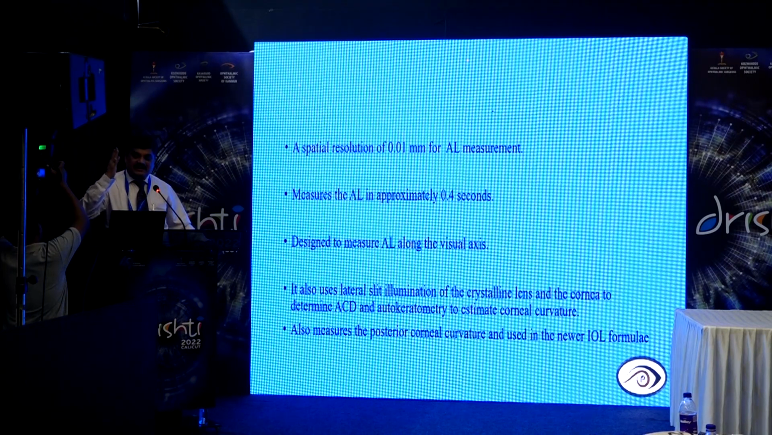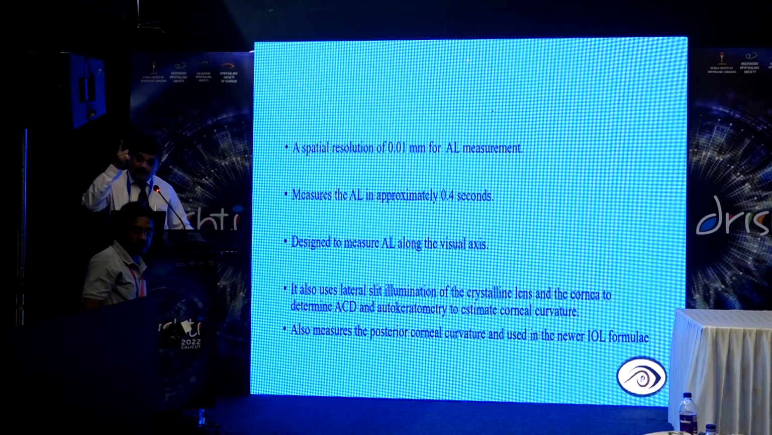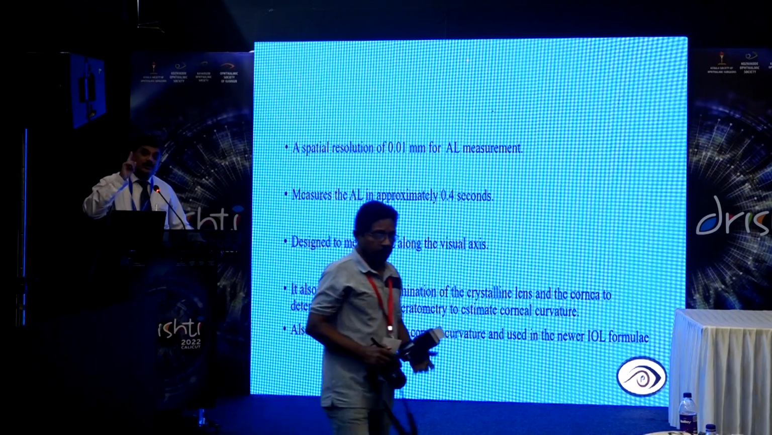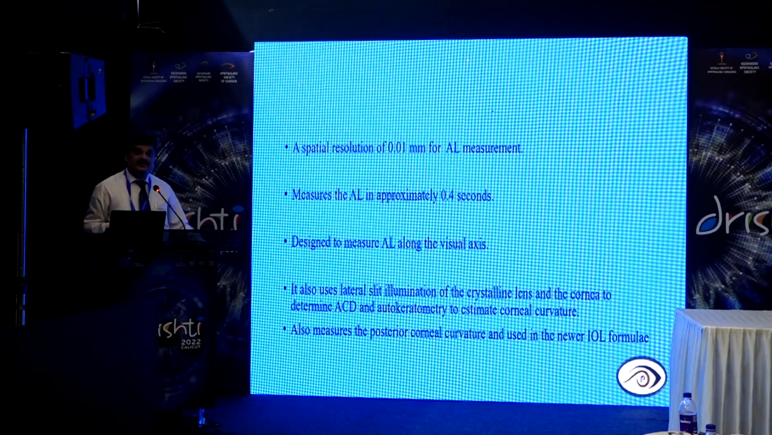It also uses lateral slit illumination of the crystalline lens and the cornea to determine the anterior chamber depth, and autokeratometry to estimate the corneal curvature. But very important, it also measures the posterior corneal curvature. If you look at which machines really measure the posterior corneal curvature, you use accurate biometry because most of the new IOL formulas work with the posterior corneal curvature. So you need to look for equipment which can even look at the posterior corneal curvature.